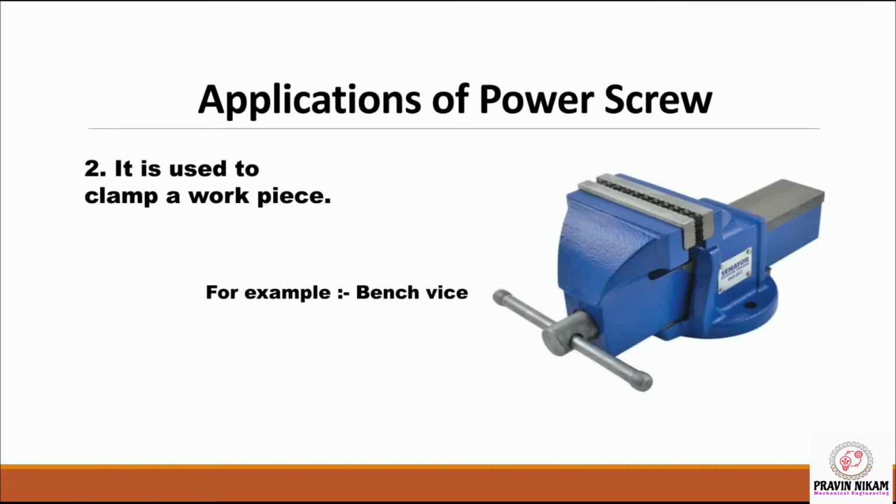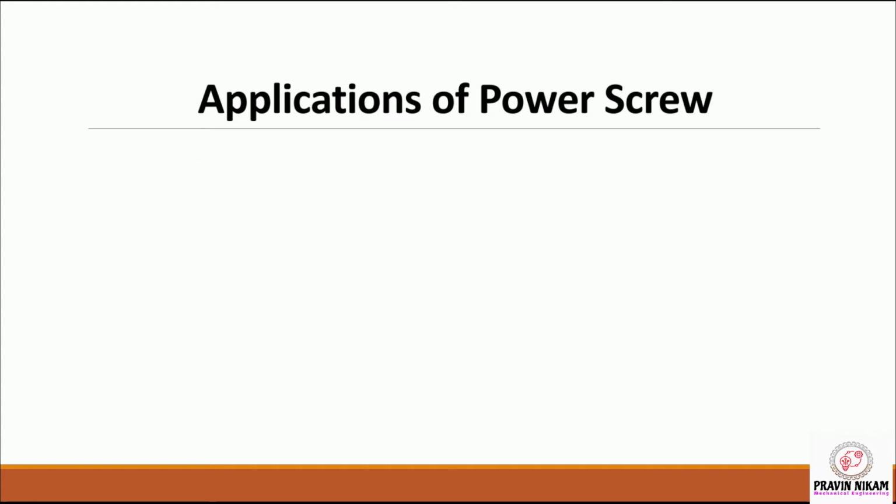So this is one of the examples. It is a bench vise, and you can see handle only from outside, and in inner side there is a power screw. When operator rotates handle, the rotary motion is converted into linear motion, and this movable jaw can move forward and backward as per application. So the second application is it is used to clamp a workpiece.